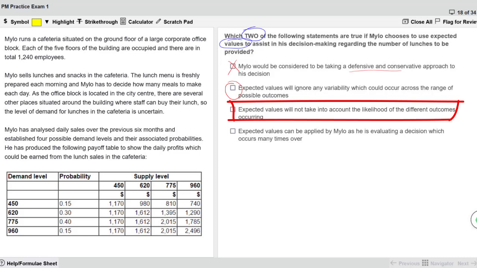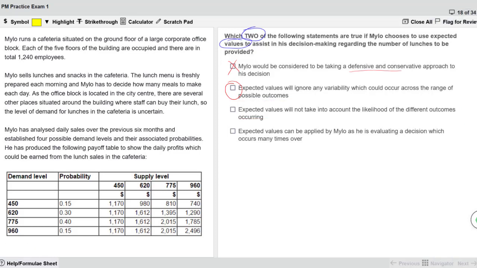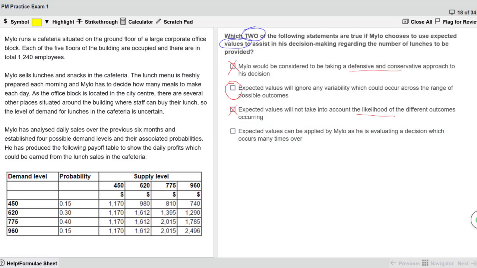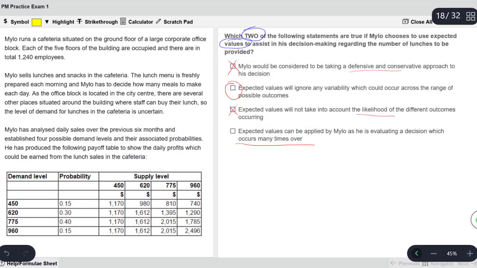Looking at the next statement, expected values will not take into account the likelihood of the different outcomes. Well, you guys, it's based on the likelihood or the probabilities. And the last statement, expected values can be applied by Mylo because he's evaluating a decision which occurs many times over. It's a repetitive decision about how many lunches they should make in a day. Okay, so that one is correct.